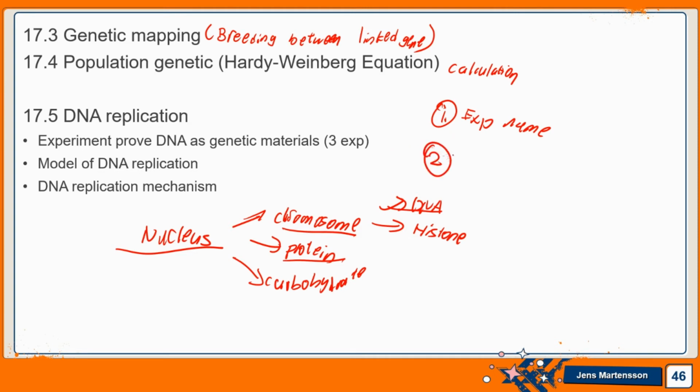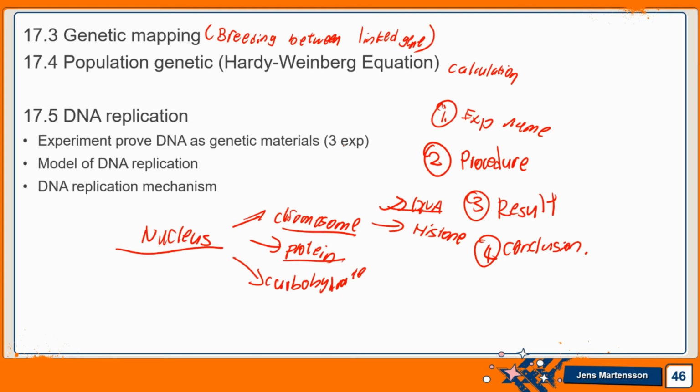The second one is the procedure of the experiment, how they carried out the experiment. The third one is the result. What is the result of the experiment, and the final conclusion? What conclusion did they make? You have to know all about it, and you have to know why we need 3 experiments. Is one experiment enough?